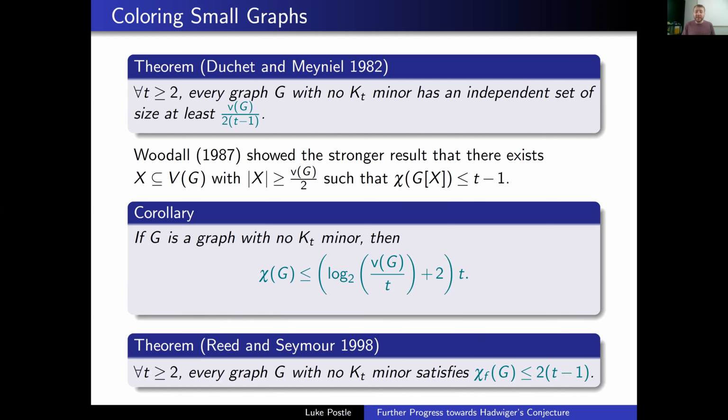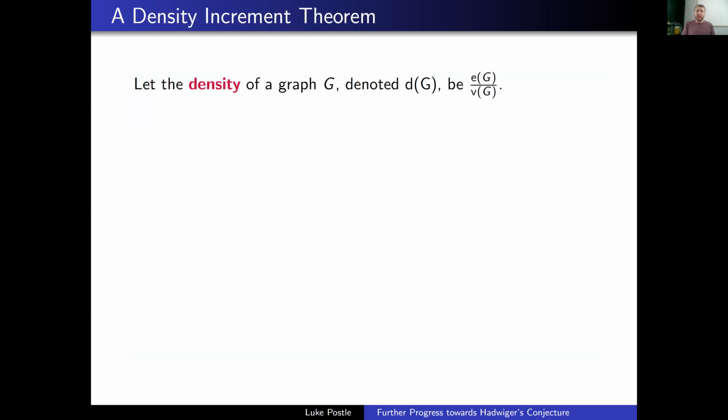And I'll just point out that Reed and Seymour had actually extended the Duchet-Meyniel result to fractional coloring and shown fractional, like linear, Hadwiger's for your most 2T minus 1, which is very nice. And so that's what we're going to need there, the small graphs. And then we're also going to need a density increment theorem.